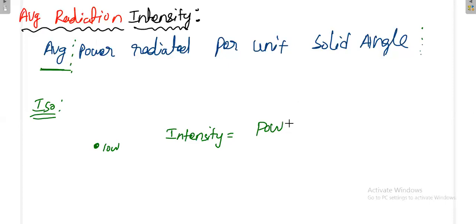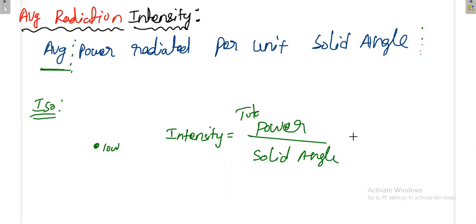Average means please remove the term average. Average means always RMS value. Power divided by solid angle. The total power divided by solid angle. Then what is the total power here? 10 watt. What is the solid angle of an isotropic radiator, sir? 4 pi. So that is the average radiation intensity of an isotropic radiator.